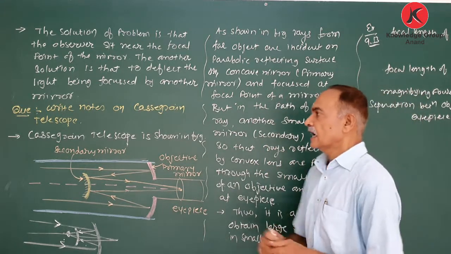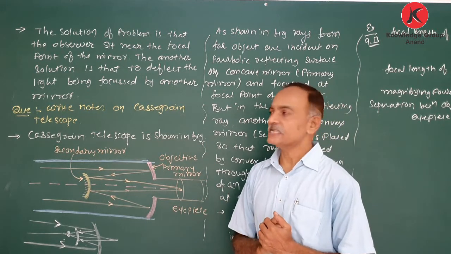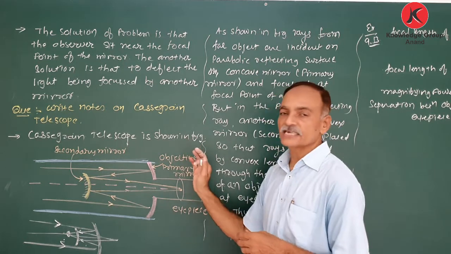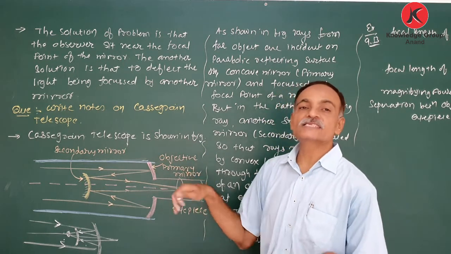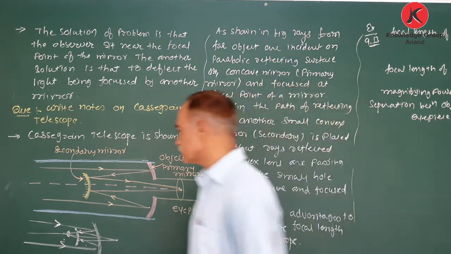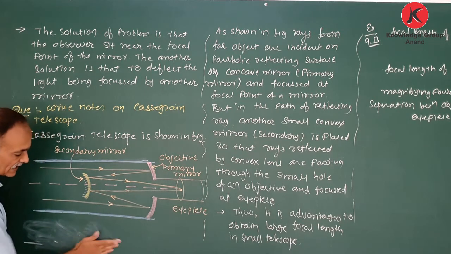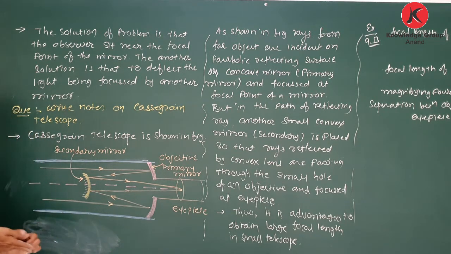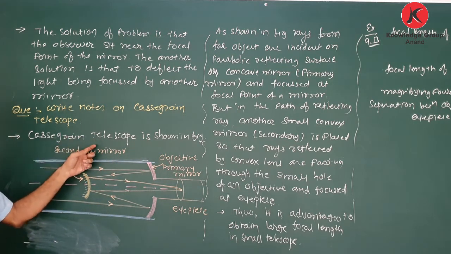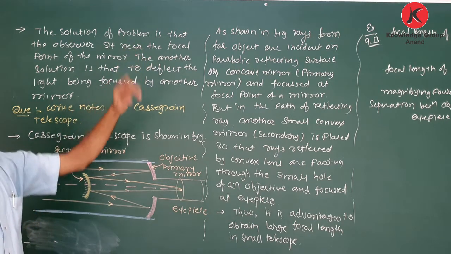Now, after that, what is the Cassegrain telescope and some notes on the Cassegrain telescope? It is a modern telescope. In this modern telescope, instead of a lens, mirrors are used, and due to that, this type of telescope is lightweight. So now the construction of the Cassegrain telescope is shown in the figure.